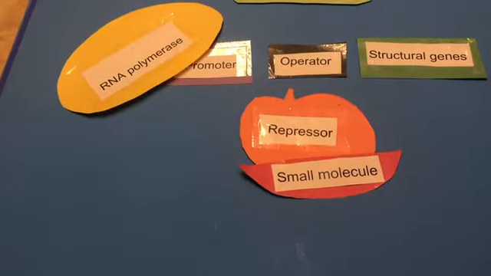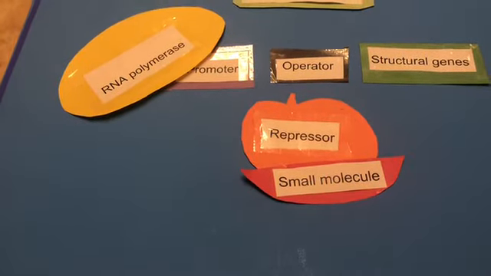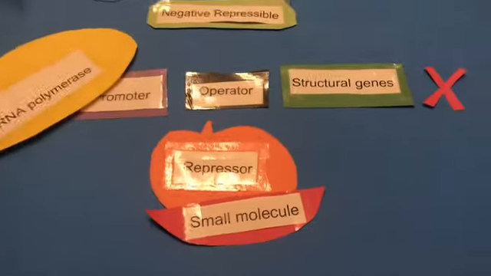If the small molecule is present though, it binds to a regulatory protein and the resulting molecule complex binds to the operator and turns gene transcription off.